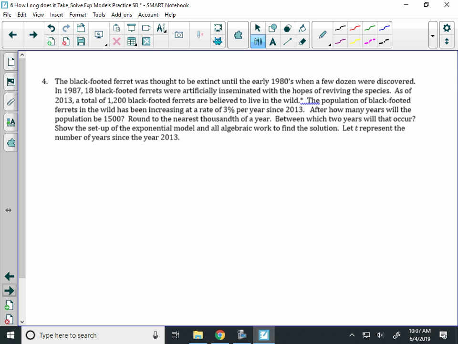Let's get to number 4. There's a lot of information in this paragraph here. Let's focus on what's important. This is talking about a black-footed ferret. Okay? Now, start with the second row here. As of 2013, there were 1,200 black-footed ferrets in the wild. Since 2015, the population has been going up by 3% every year. That's why I needed to start with the 2013.